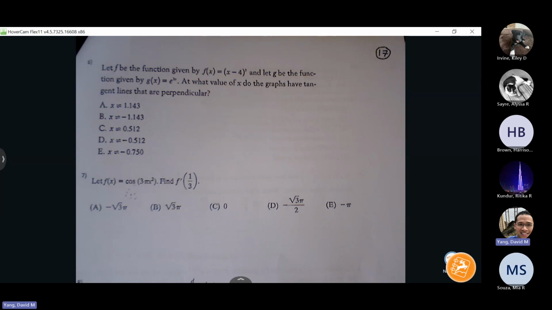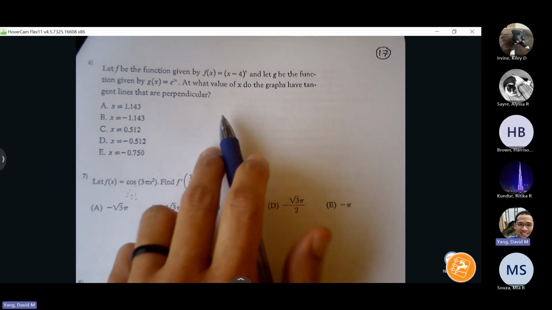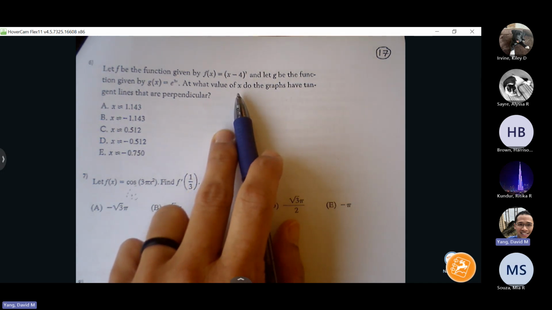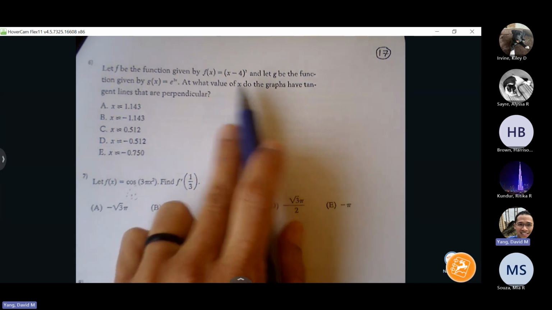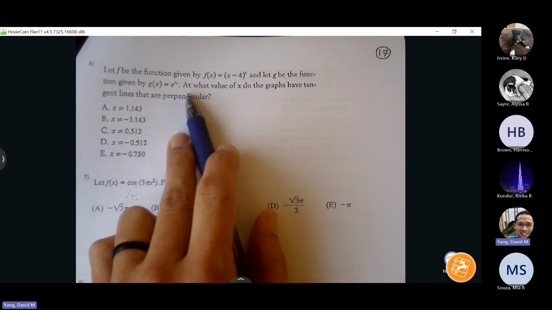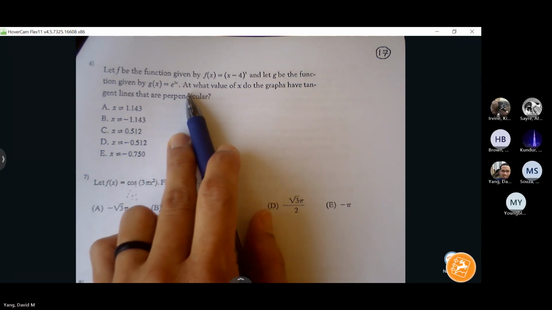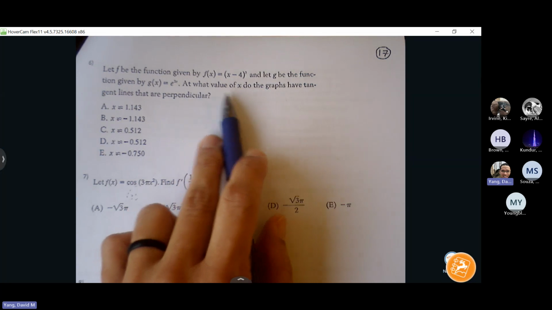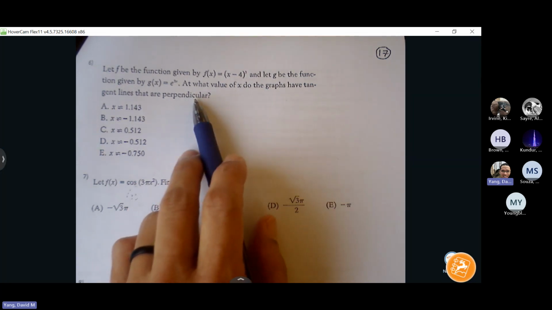Let's start with page 17. Number 6 says, let f be the function given by f of x equals (x minus 4) quantity squared, and let g be the function given by g of x equals e to the 3x. At what value does the graph have tangent lines that are perpendicular?